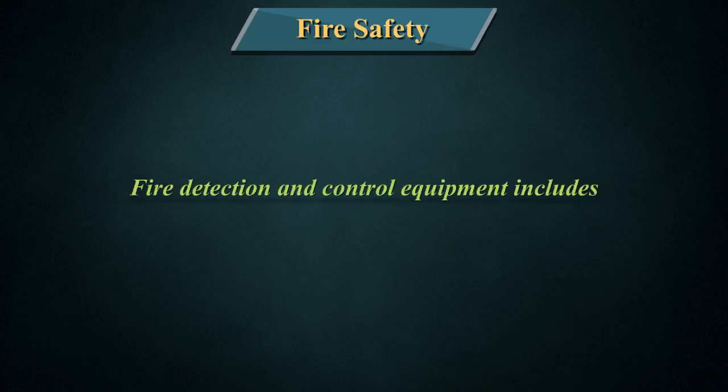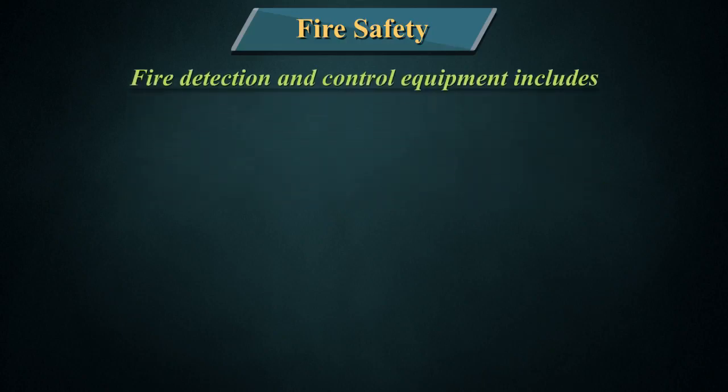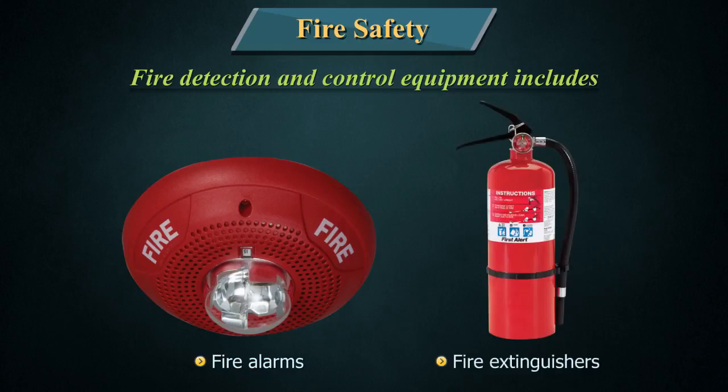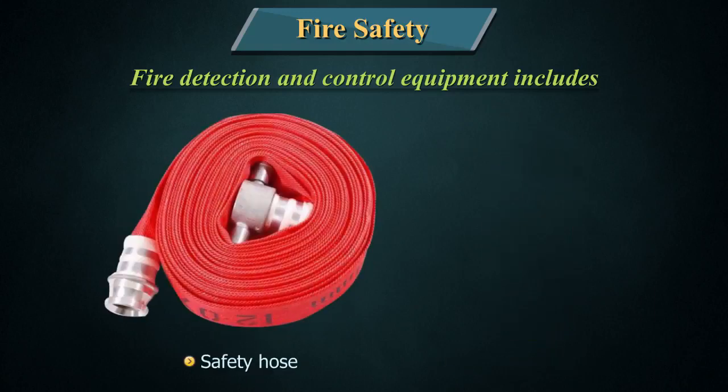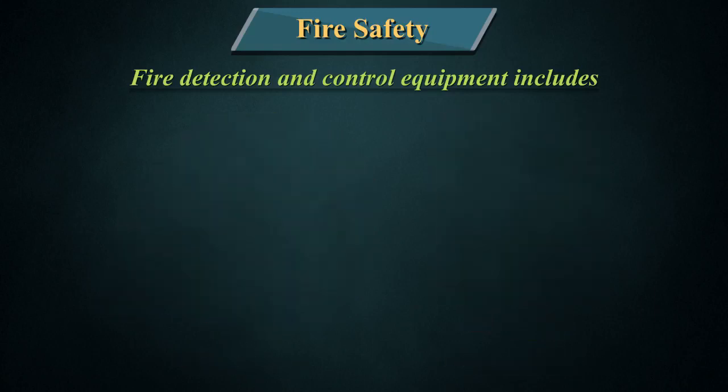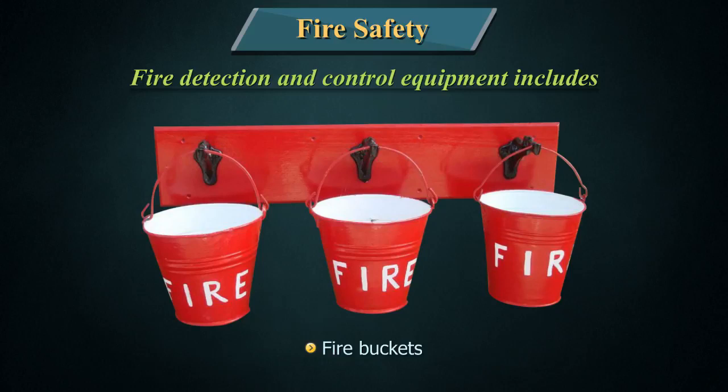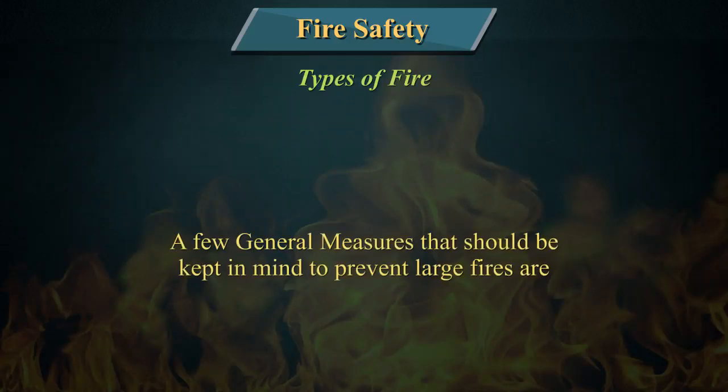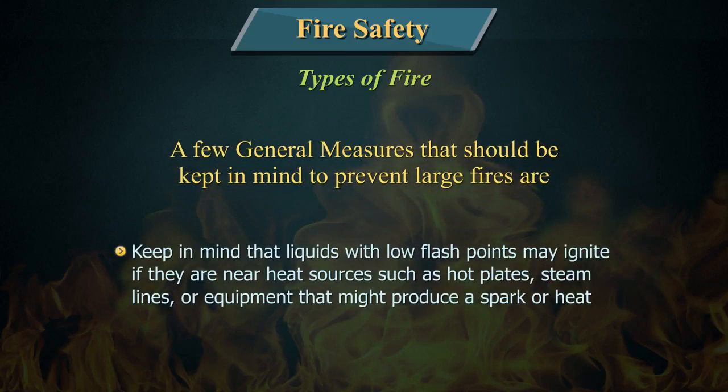Fire detection and control equipment includes fire alarms, fire extinguishers, safety hose, fire blanket, fire buckets, etc. A few general measures that should be kept in mind to prevent large fires are: keep in mind that liquids with low flash points may ignite if they are near heat sources such as hot plates, steam lines, or equipment that might produce a spark or heat.